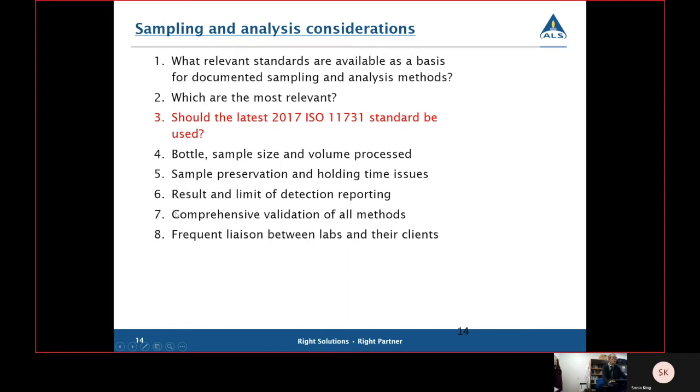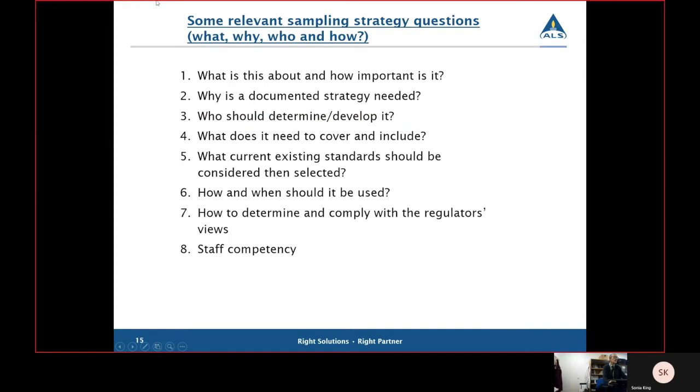And all methods, sampling and analysis, should be comprehensively validated, and there's a need for frequent liaison between labs and their clients, so they're on the same wavelength. And if you establish a friendly relationship, you'll find that that will be helpful to both parties.